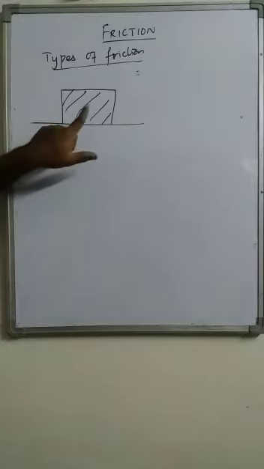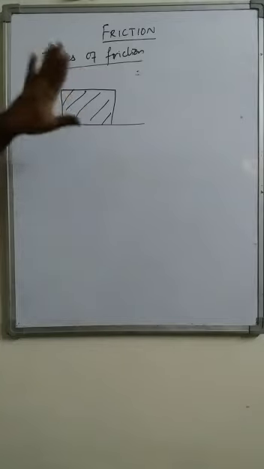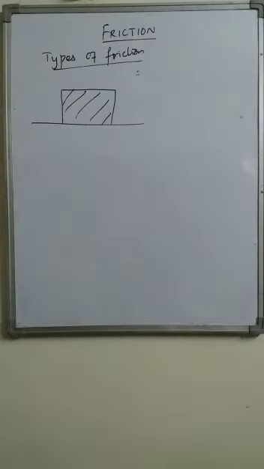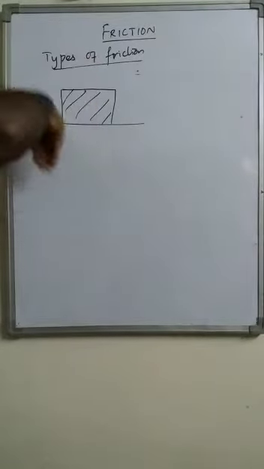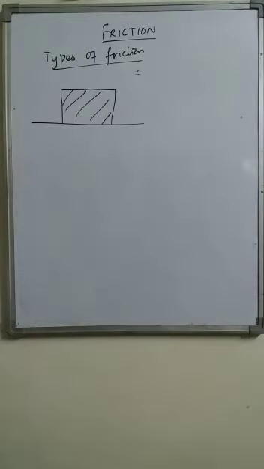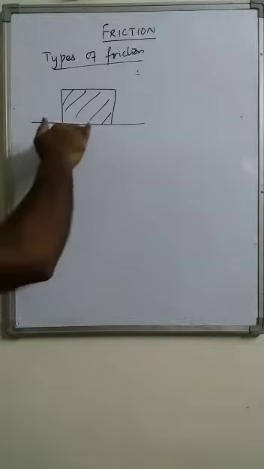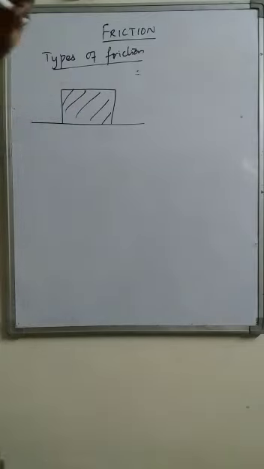but only one force which is already acting on this object, that is gravitational force. With the gravitational force, the block applies force on the table, on the horizontal surface. For that force, the surface also applies force. They balance each other. Other than that, no force is applied. So without applying any force on this block, we cannot say friction is involved between the block and the surface.